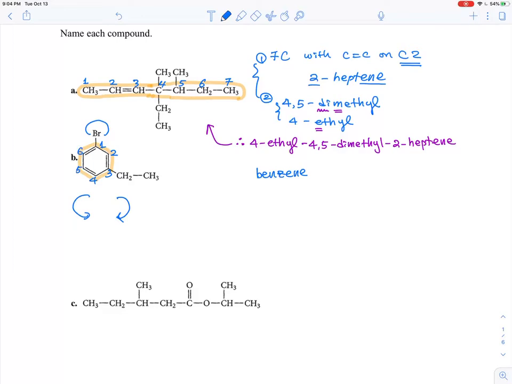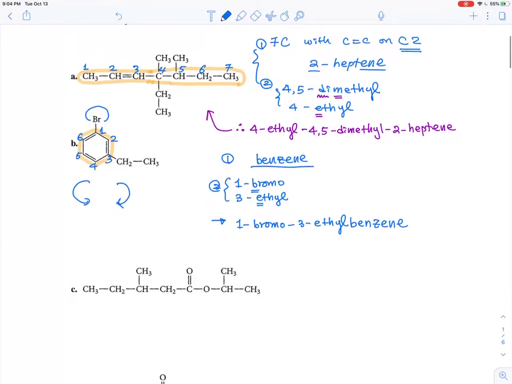Okay, so therefore 1-bromo, 3-ethyl. This is a 1, this is the backbone, and these are your attachments. Putting them together, you are going to say B versus E, so 1-bromo-3-ethyl, and because this backbone does not start with a number, I can just, without using a hyphen, say benzene. Okay? So that will be the answer for the second compound.